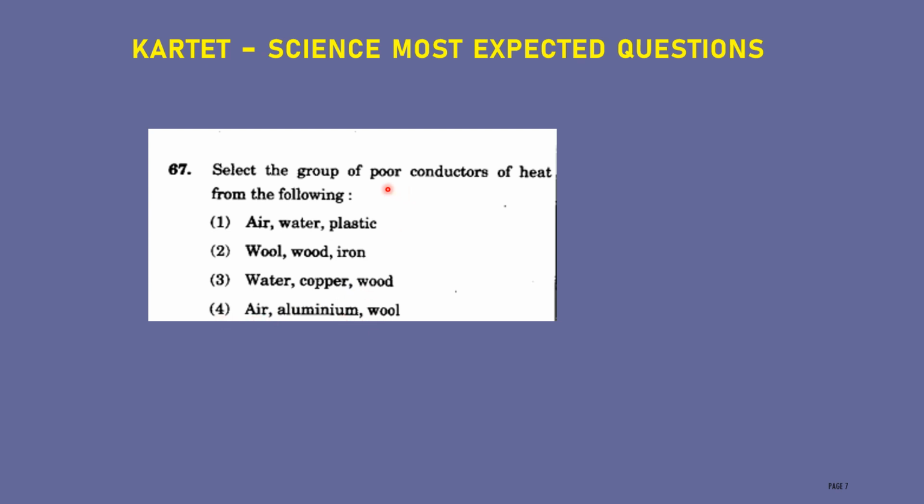What is meant by a poor conductor of heat is nothing but the material which allows a less amount of heat to pass through it. That one we will call a poor conductor of heat. Here option 1, air, water, plastic. These are examples of poor conductors of heat. In these options, iron, copper, aluminium, these 3 are good conductors of heat. You know all the metals are good conductors of heat. Therefore, option 1 is the best example for poor conductors of heat.